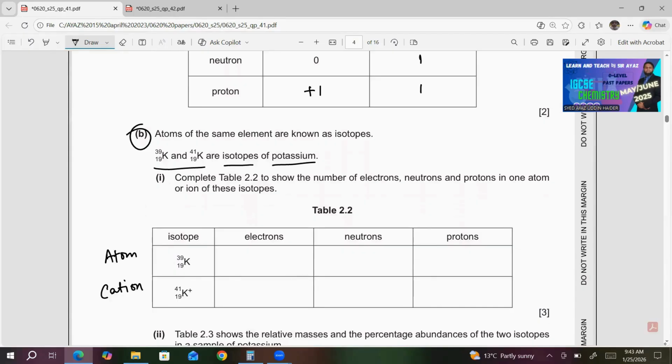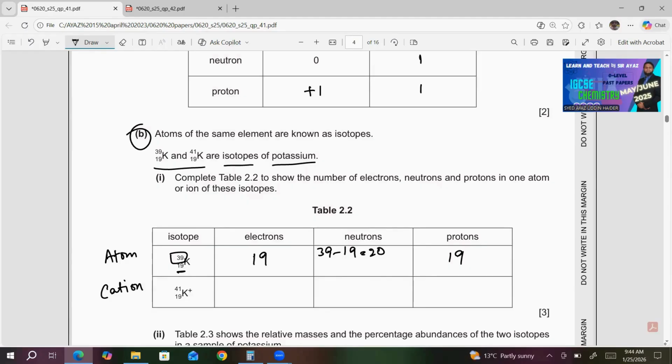Okay, let's do this for the atom. In K 39 19, this is the proton number, which indicates the number of electrons and protons should be 19. So I'm going to write 19 for electrons, 19 for protons. What about neutrons? I need to subtract this proton number from the nucleon number. This is the nucleon number. So 39 minus 19, what you will get? You will get 20.